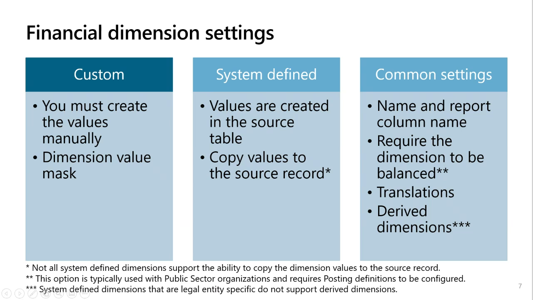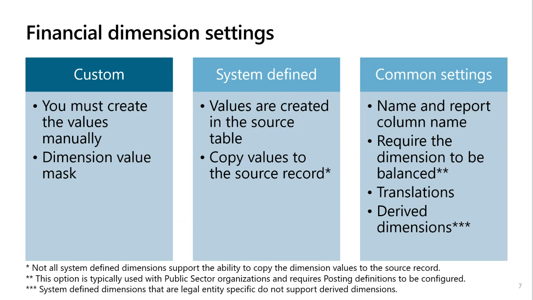There are also several common settings that you will find on any financial dimension. This includes the ability to name the dimension and to define a report column name. You can also select to require the dimension to be balanced, meaning that debits and credits for each entry must be balanced for the selected financial dimension. This checkbox is typically used by public sector organizations and requires that you configure posting definitions to define the offset account for the inter-unit debits and credits. You can also create translations for the financial dimensions as well.